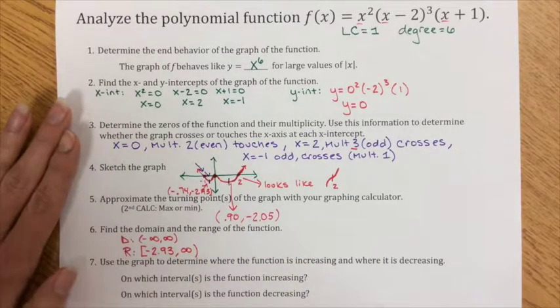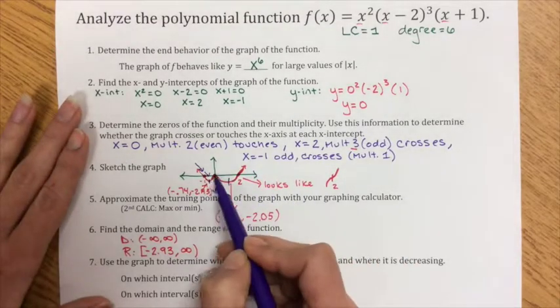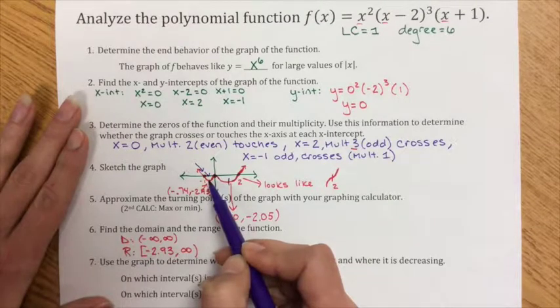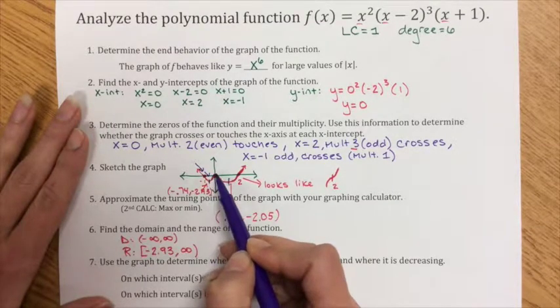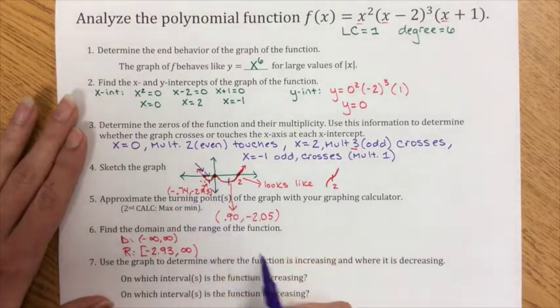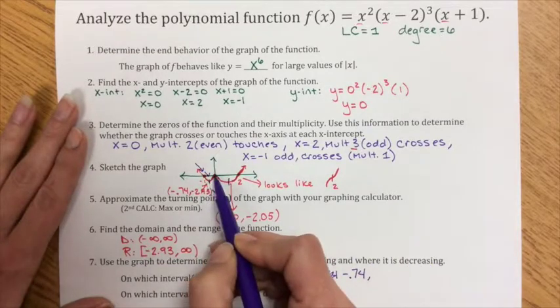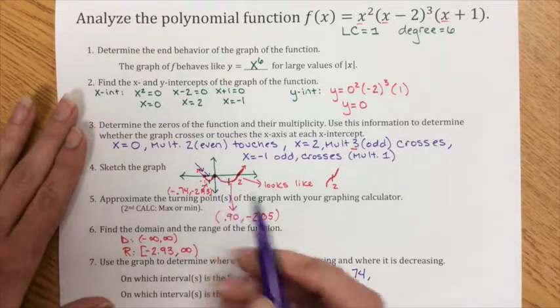On which interval is the function increasing is the first question. So where is it increasing? From this minimum value all the way to the origin. So we only use the x values to describe. So we're going to start off with negative 0.74. Oh, excuse me, I put my decimal in the wrong spot. Let's clean that up. Negative 0.74, and we're going to go increasing all the way to when x equals 0.